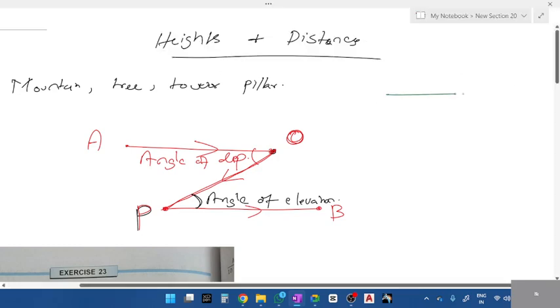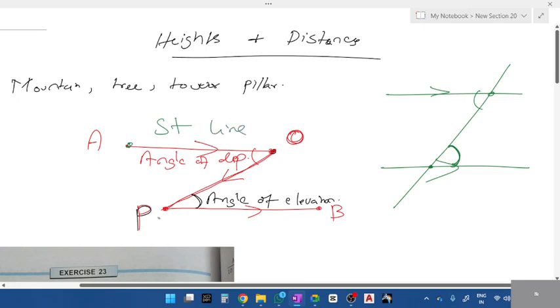You'll remember parallel lines. If these two lines are parallel, what about these two angles? They are inside the parallel lines. Interior, what do you call it? Alternate angles. From point A to O, it's a straight line. Line AO is a straight line. Line PB is a straight line. Can you see a parallel line is formed?